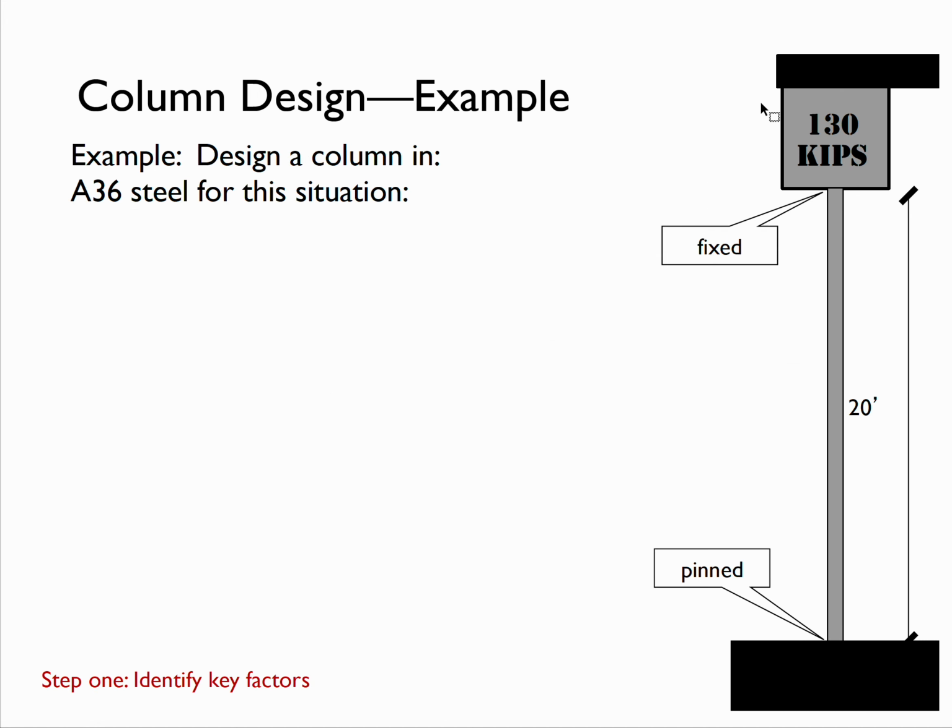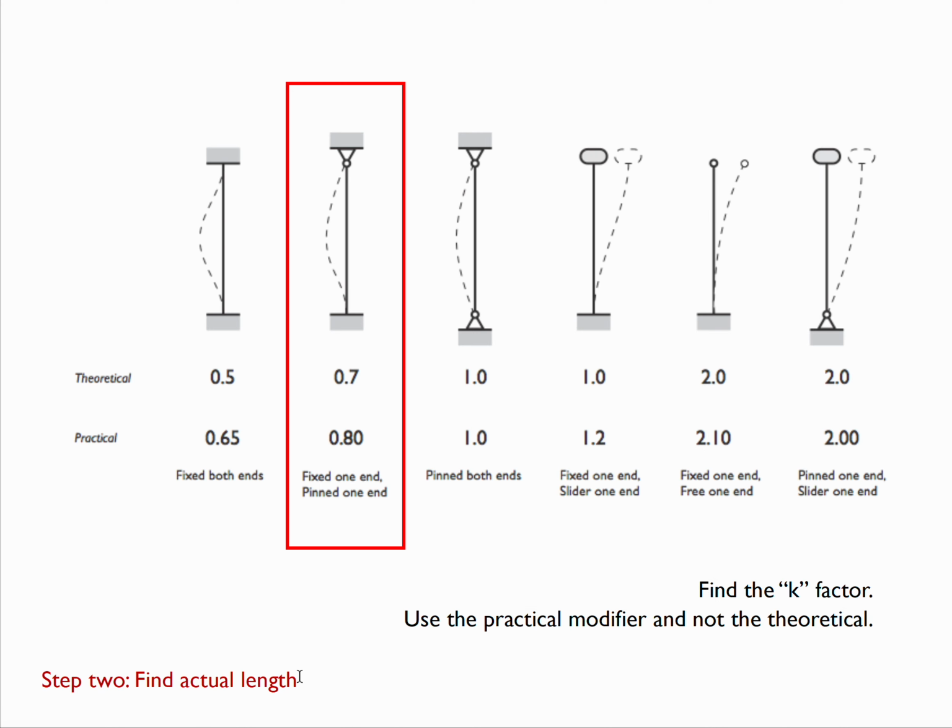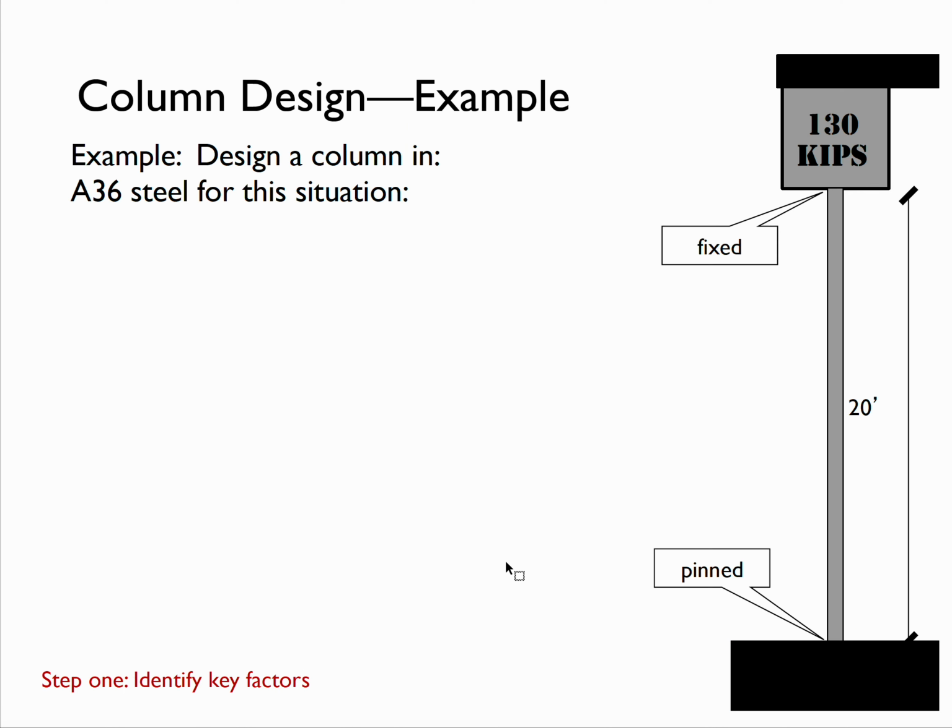Quick example to show you how this would work. Design a column in A36 steel for this situation: 130 kips, it's fixed on one end, pinned on the other, and it is a 20-foot height. So first, identify all those factors that are in there. Okay, so that means right away, fixed and pinned. Does it matter whether it's fixed on the bottom or fixed on the one side? Nope. All you have to know is that it's fixed on one end and pinned on the other.